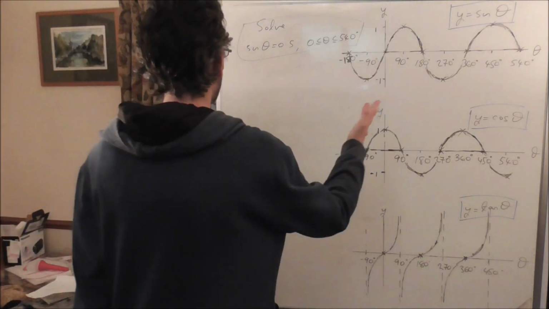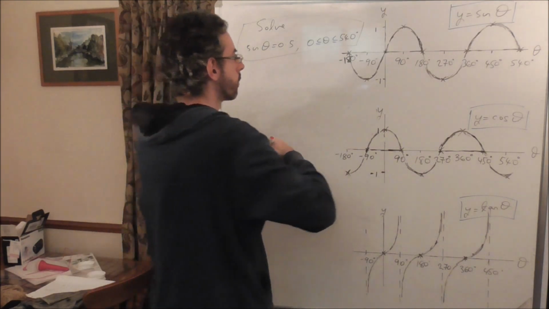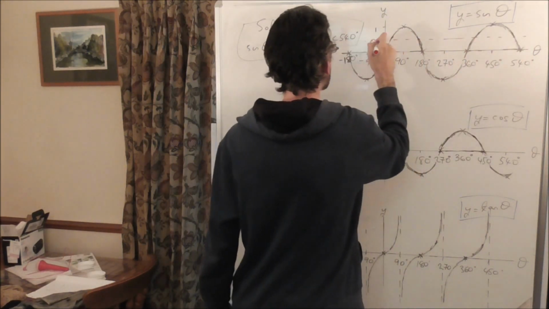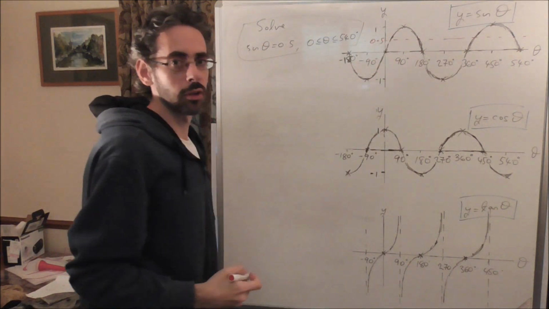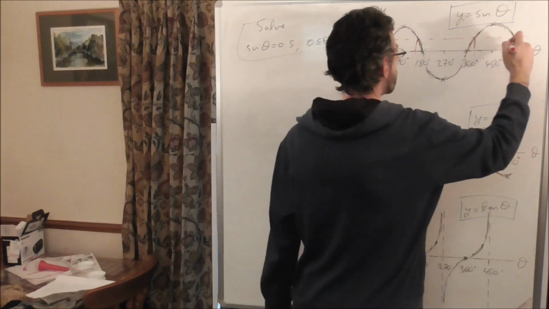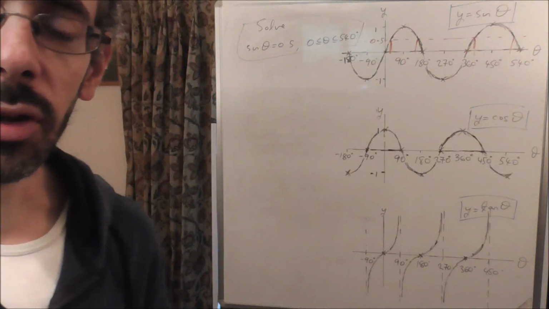I mean, you can get an idea from the graph where the solutions are going to be. Imagine drawing a line at a height of 0.5, like that. So 0.5. You can see there's going to be one solution roughly here, one solution here, one solution here, one solution here. But to get a solution, you need to use the calculator.